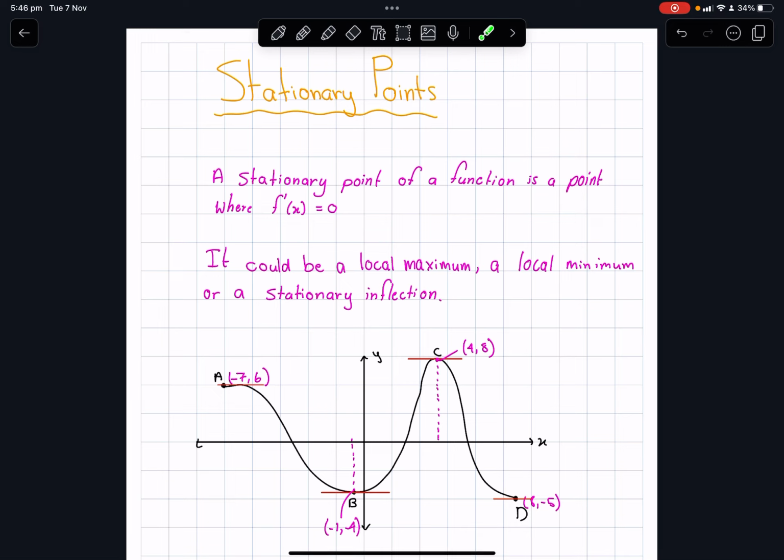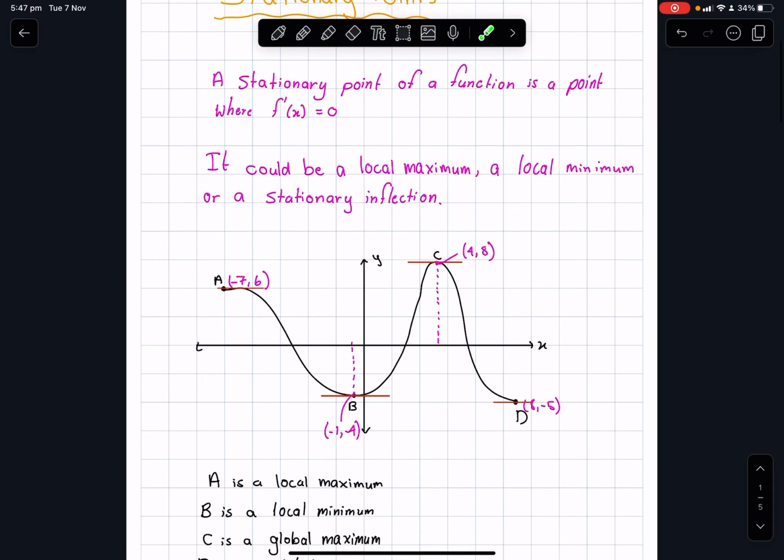Now we've done a bit of practice finding the x coordinate, but to actually classify stationary points, we need the y coordinate as well. And that's the little extension we're going to be doing. So it could be a maximum, so at C and at A, they're maximums. It could be a local minimum, so B or D, or it could be a stationary point of inflection, and I'll show you what that looks like in a moment.